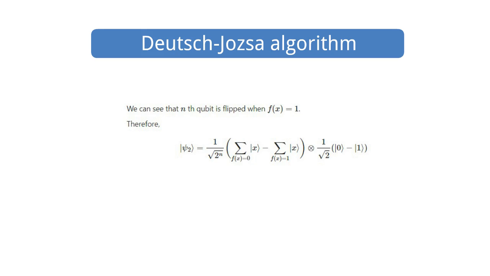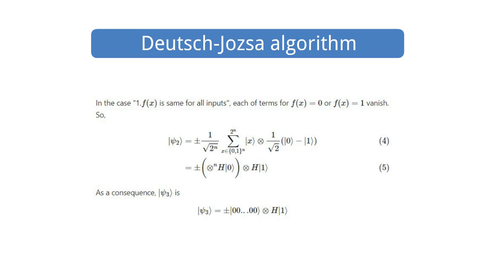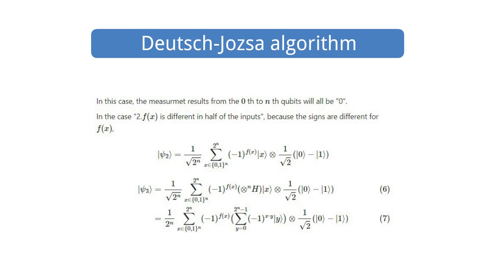Therefore, in the case 1, f(x) is the same for all inputs, so each of the terms for f(x) vanish. As a consequence, state 3 is this. In this case, the measurement results from the 0th to nth qubits will all be 0.